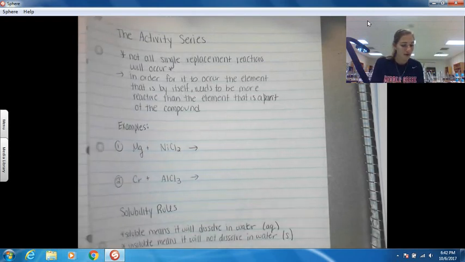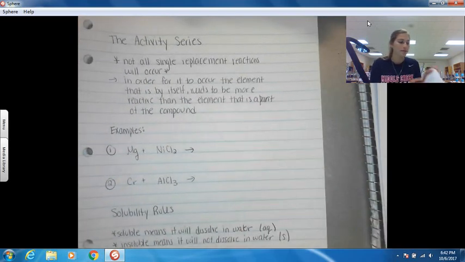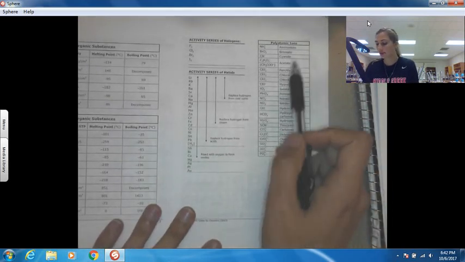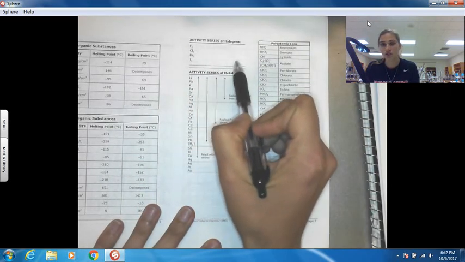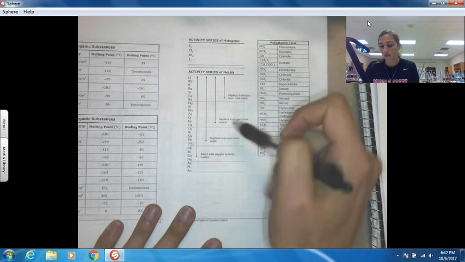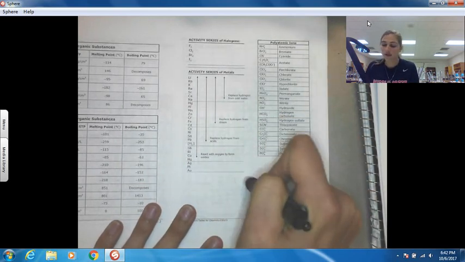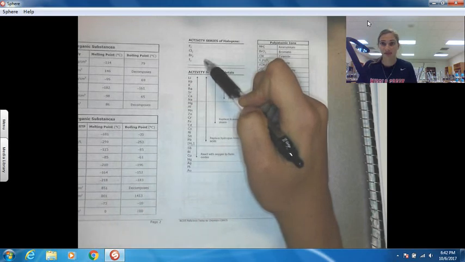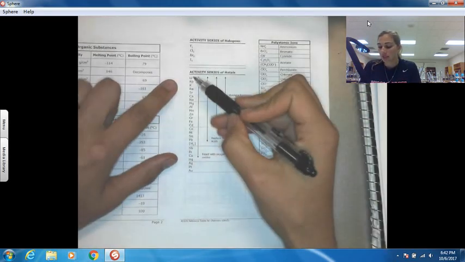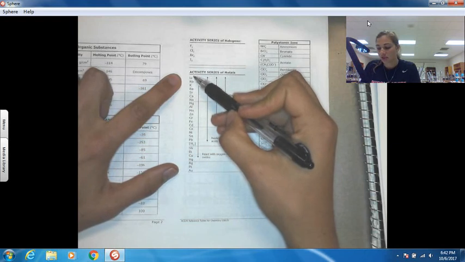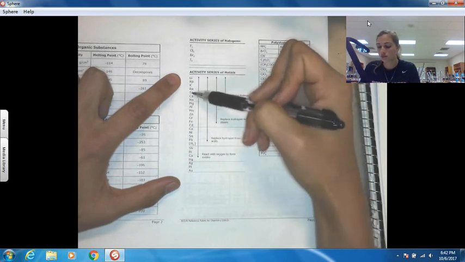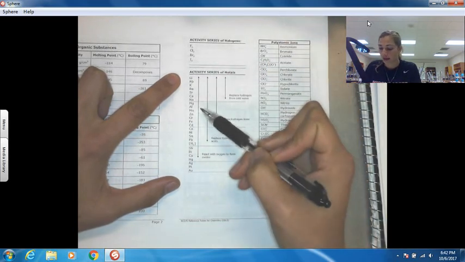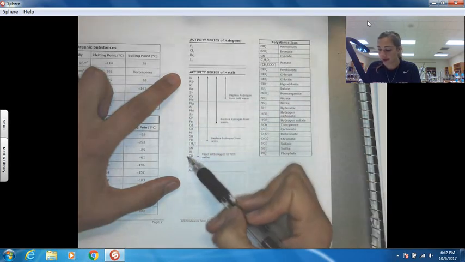So if you go to your reference packet, there is something called the activity series. It's right next to your list of polyatomic ions. So here is the activity series. There's an activity series of halogens, and there's an activity series of metals. We're going to be using the ones for metals a little bit more often, but the activity series works exactly the same. So what you need to know is that the higher up you are on the activity series, the more reactive you are. So, for instance, lithium is more reactive than strontium, and aluminum is more reactive than copper.